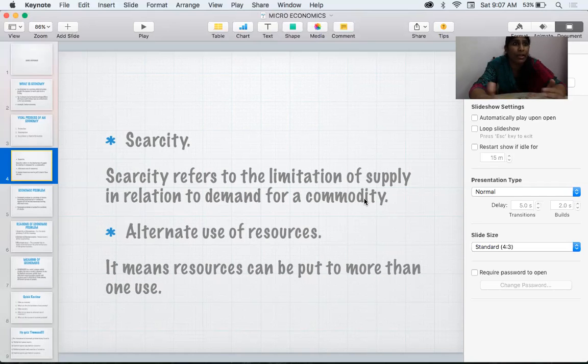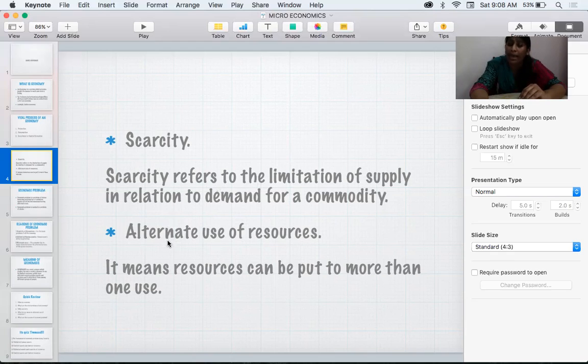That's why you could see long queues in many places. The production and the distribution of all those things are limited, and the demand for those things is very large. That is what is happening: scarcity. So tell me, what is scarcity? Scarcity refers to the limitation of supply in relation to demand for a commodity. If there is no scarcity in an economy or in a country, we do not need to study economics, but we know that it exists everywhere. That is why we are studying economics.